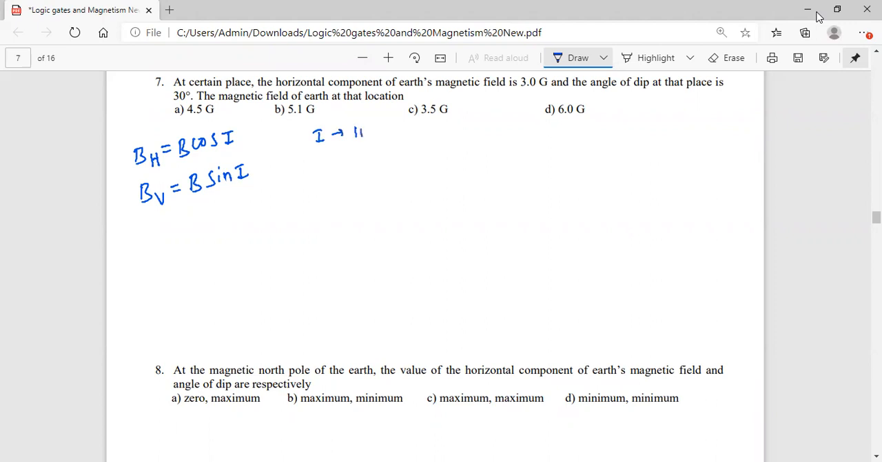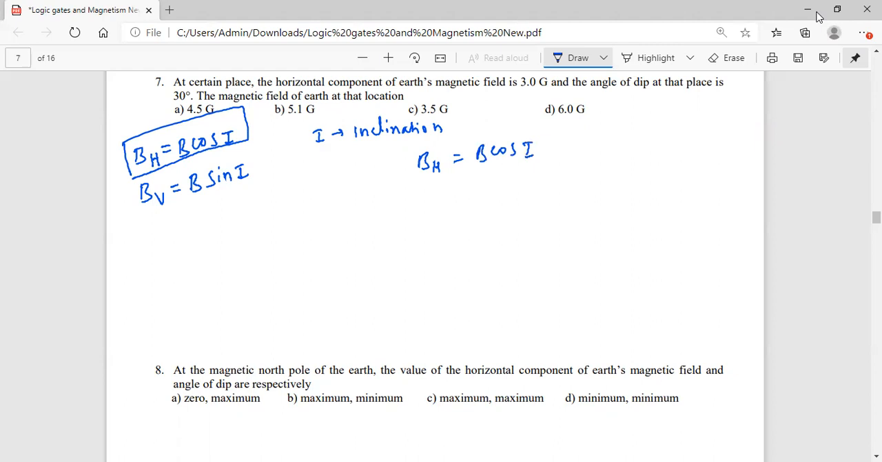Where I is inclination or dip. BH is the horizontal component of the Earth's magnetic field, which is parallel to the surface. And BV is the vertical component. It is always towards the center of the Earth. And they are expressed in terms of B cos I and B sin I. Now take this equation. They have given BH. So BH is equal to B cos I.